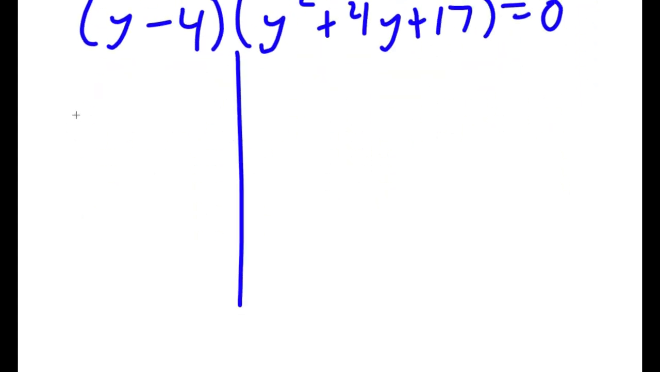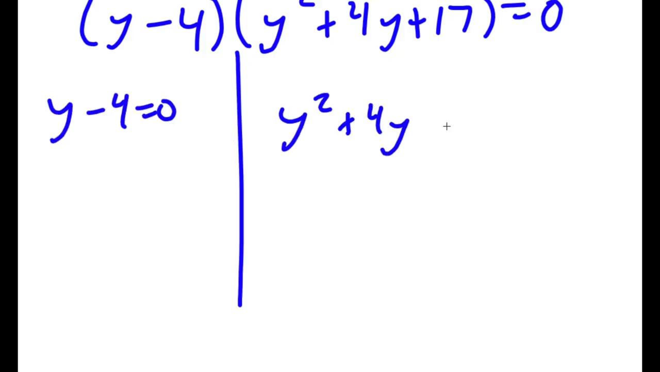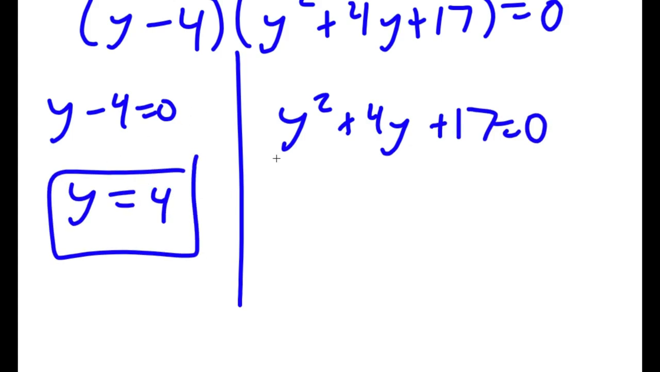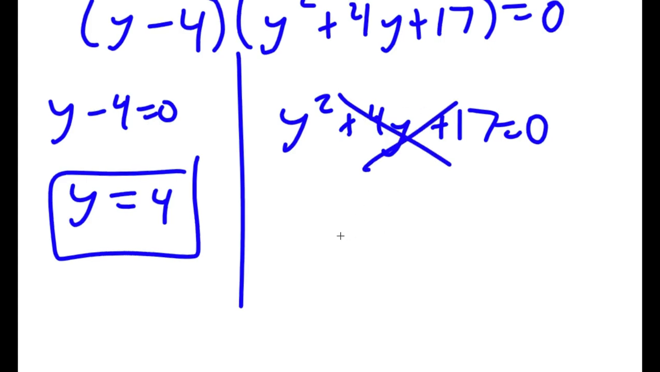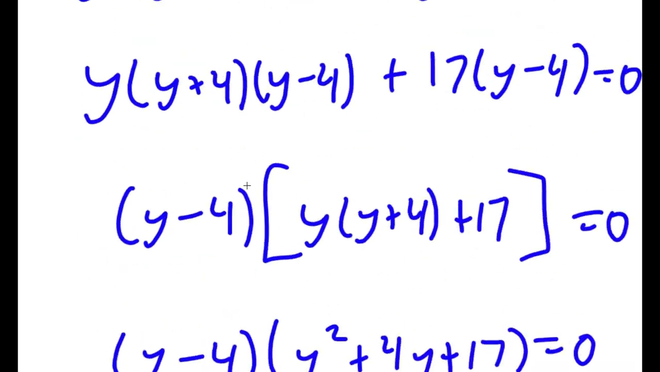So now this gives me two equations. I get y minus 4 is equal to 0, and y squared plus 4y plus 17 is equal to 0. So for y minus 4 equals 0, y is obviously equal to 4, so I get one solution. And from y squared plus 4y plus 17 equals 0, you have to use the quadratic formula to solve this. I'm not going to do it because it's a waste of time, but you get that there is no solution, because you get the square root of a negative number, and you can't take the square root of a negative number. So y equals 4 is my only solution for y.